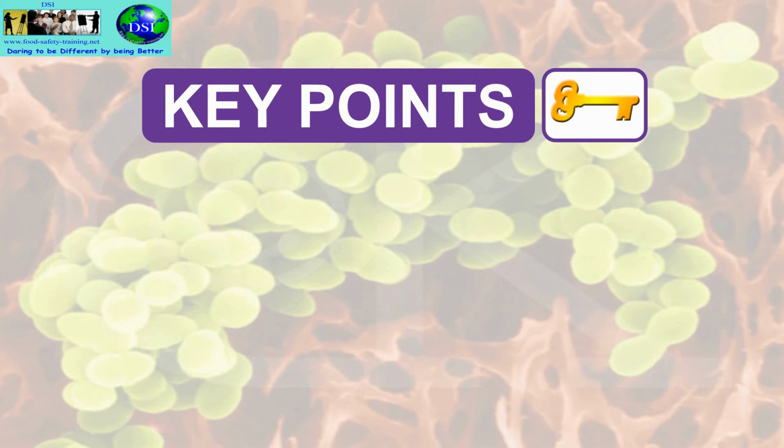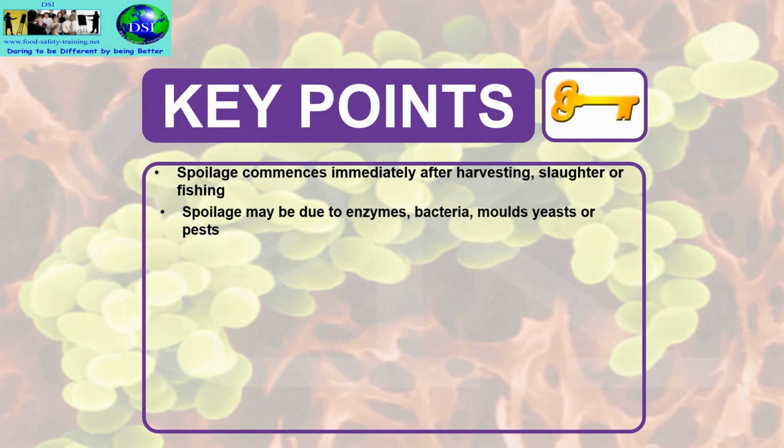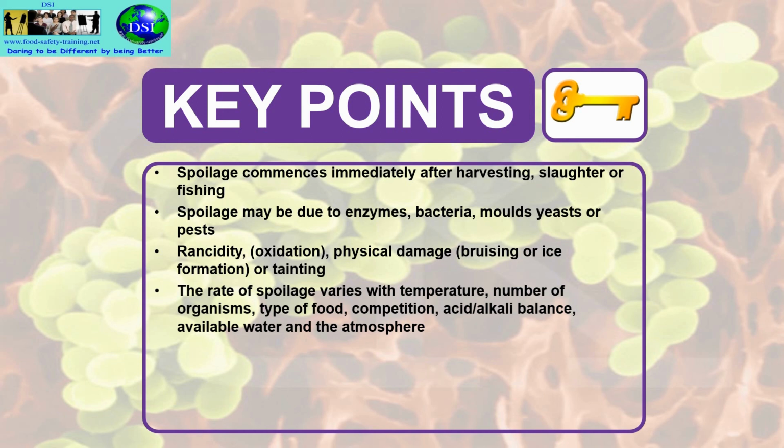So key points of that section include: spoilage commences immediately after harvesting, slaughter or fishing. Spoilage may be due to enzymes, bacteria, molds, yeasts or pests. Rancidity or oxidation, physical damage, bruising or ice formation, or tainting are all types of spoilage. The rate of spoilage varies with temperature, number of organisms present, the type of food, the competition available, the acid-alkali balance, the available water and the atmosphere.